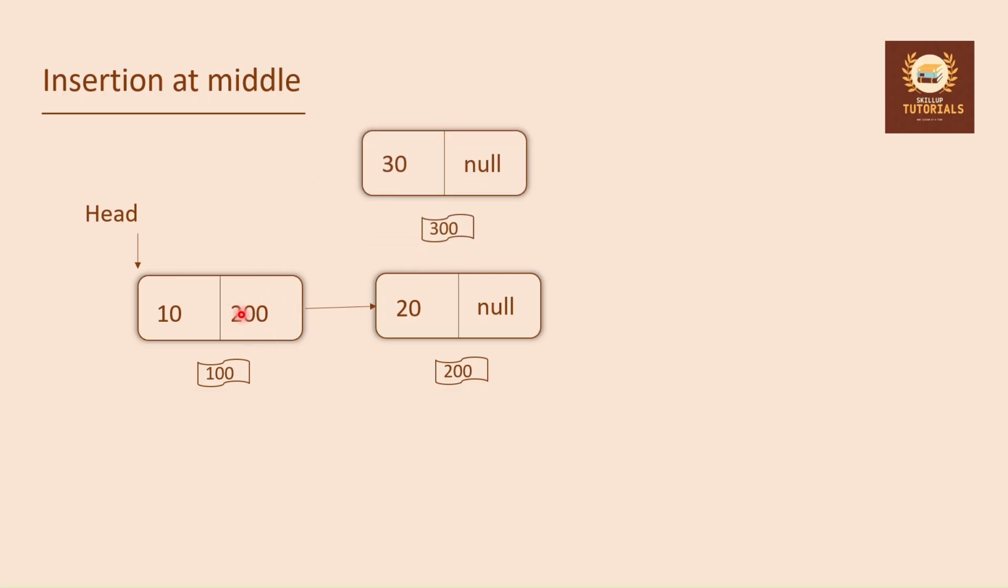Let's see. This is the new node, and here we need to update the 300. And you also need to handle this: if it is not the ending, it may have so many nodes, no? Like say 10 nodes are there, and I want to insert at the fourth node. Then the sixth node address also should be here. So this will be updated as 300 and this will be updated as 200. It may look like a difficult thing, but it is very easy if you understand the concept.